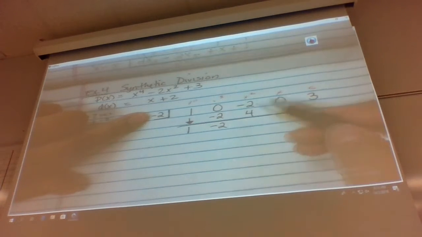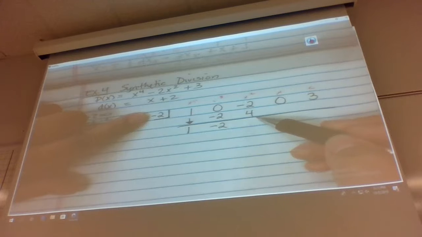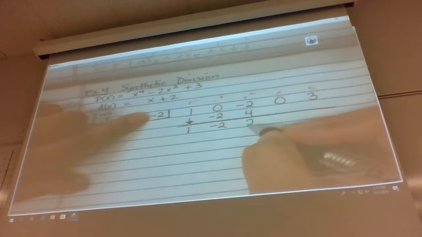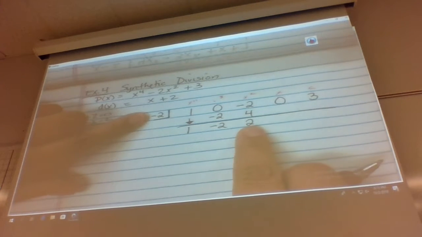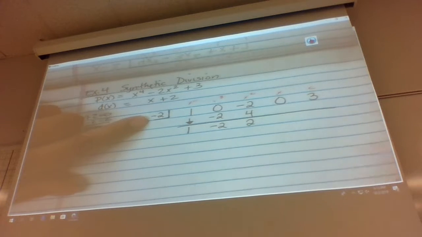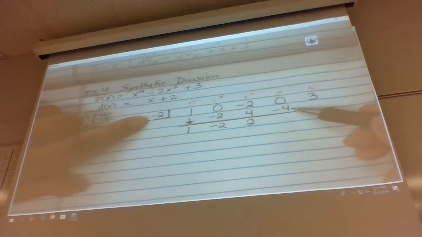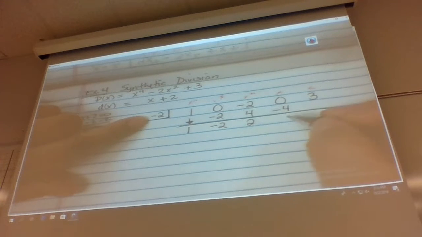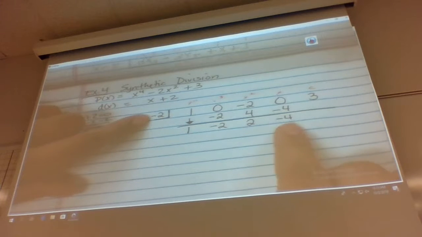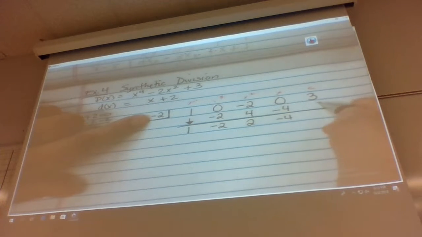The 2 times the -2 is a -4. 0 minus 4, or plus -4, whichever way you want to say it, is -4. And the -2 times the -4 is an 8. And 3 plus 8 is 11. Now, the first number you don't do anything to, you just bring it down.